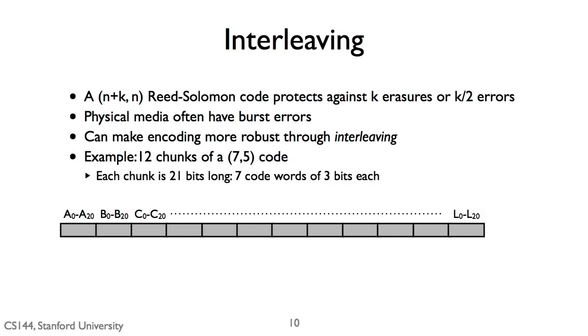interleaving. So imagine, for example, here's my data, and there's 12 chunks of a 7,4 code. That means that each of these chunks, in terms of the coded data, is 21 bits long. Remember from the prior showing, it's 7 code words that are 3 bits long each. And so here I have 12 code blocks from A to L, with bits A0 to A20 and say L0 to L20. So let's think about what happens when we have a burst of errors.